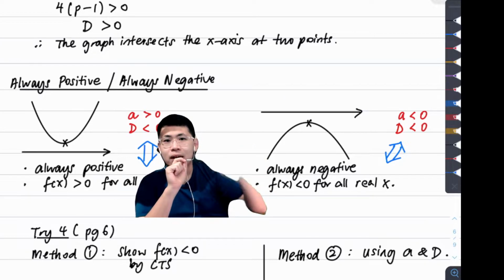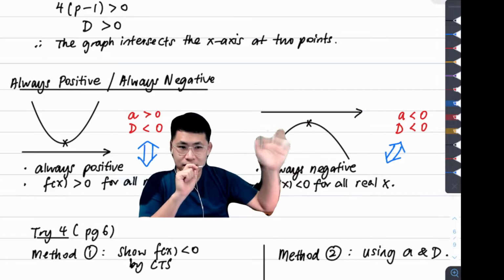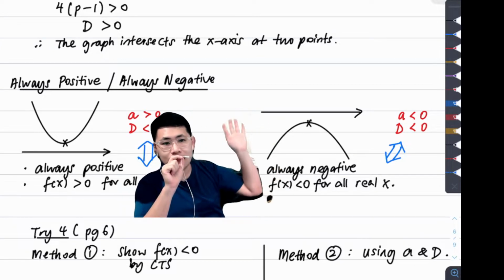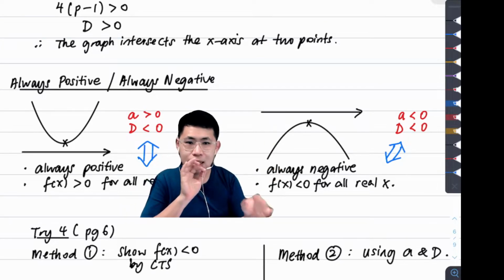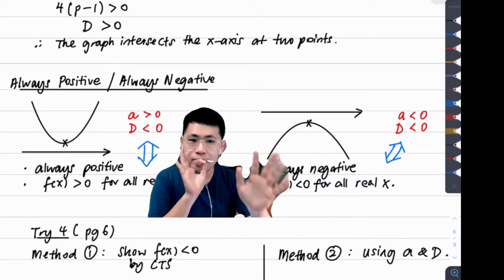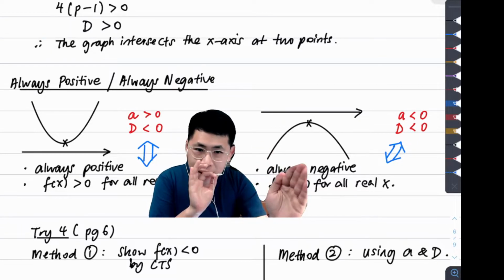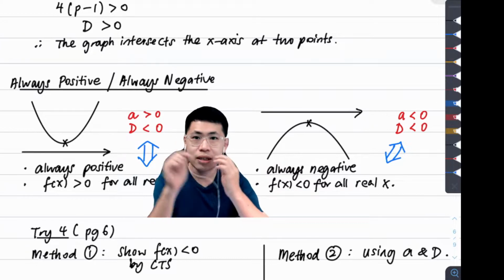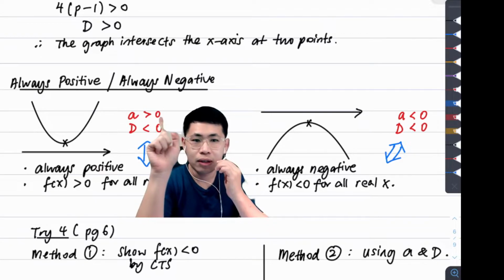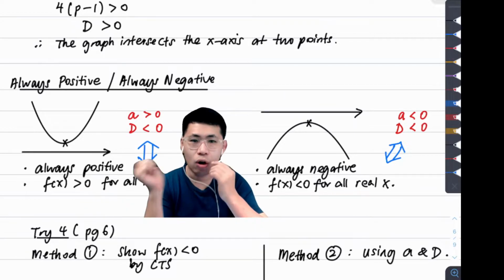Second condition, the discriminant, the d over there, is going to be less than 0 because it does not intersect the x-axis. So for this case, the graph is always negative. As you can see, the graph is always positive or always negative when the discriminant is less than 0. So the discriminant less than 0 will cause these two situations to happen, but the value of a will tell us whether it is always positive or always negative.